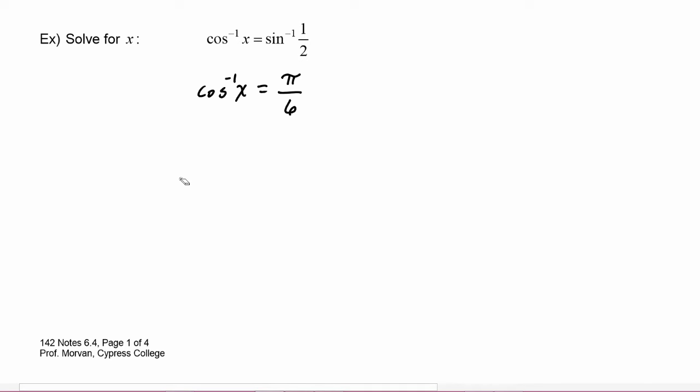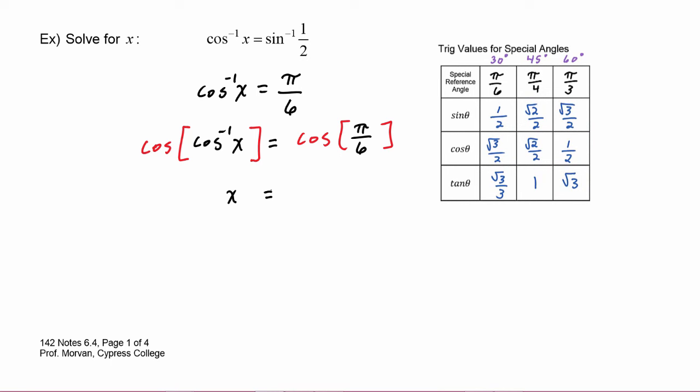To solve for x now, we have to undo the cosine inverse function, so that means we will need to take the cosine of both sides. So we will take the cosine of the entire left-hand side, which is cosine inverse x, and that will have to equal taking the cosine of the right-hand side, which is pi over 6. On the left-hand side, we know cosine of cosine inverse x is equal to x. On the right-hand side, we know that the cosine of pi over 6, if we look at our special angle chart, we go to the pi over 6 column, go down to the cosine row, and it is radical 3 over 2.